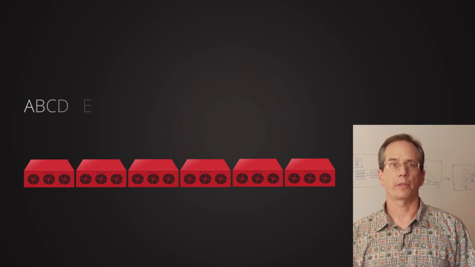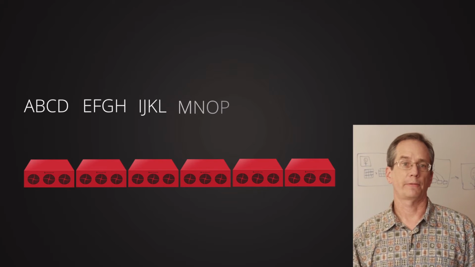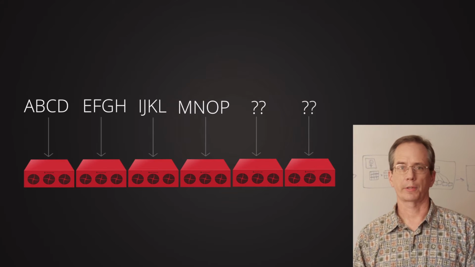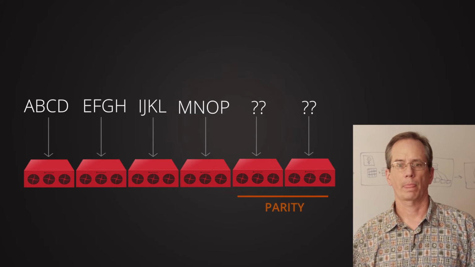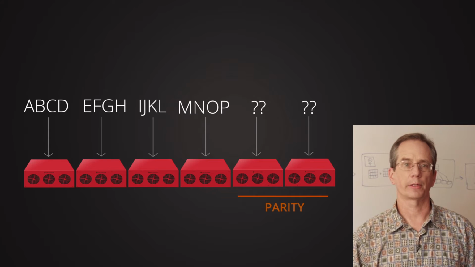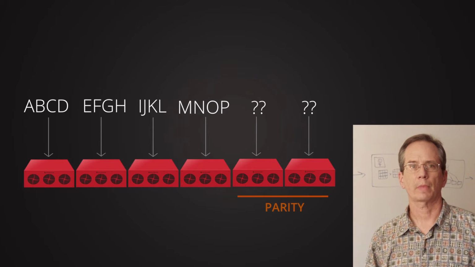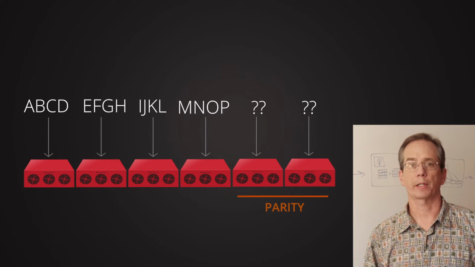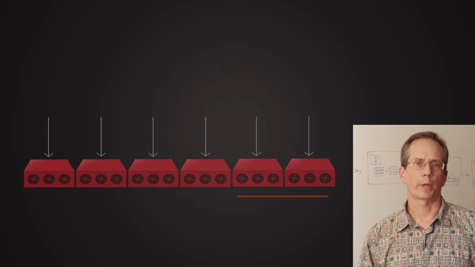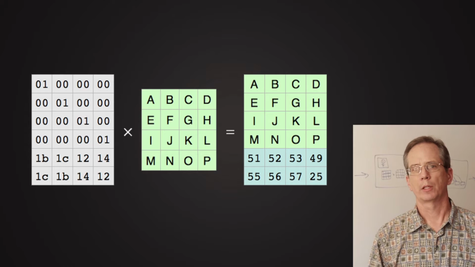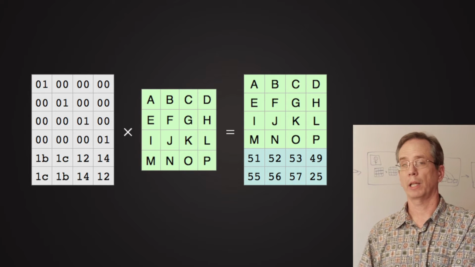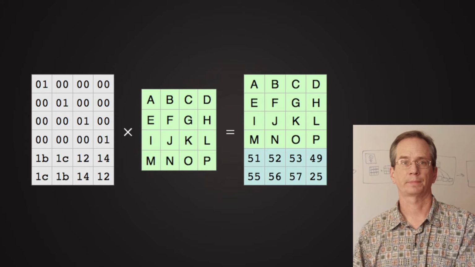It's the letters A through P. I'm going to break it up into 4 pieces, 4 letters each file, and then calculate 2 parity shards that can be used to recalculate the original file. And the way that happens is through the magic of math. We take what we call an encoding matrix and multiply it by the original data to come up with the original data plus the parity that we're going to store.